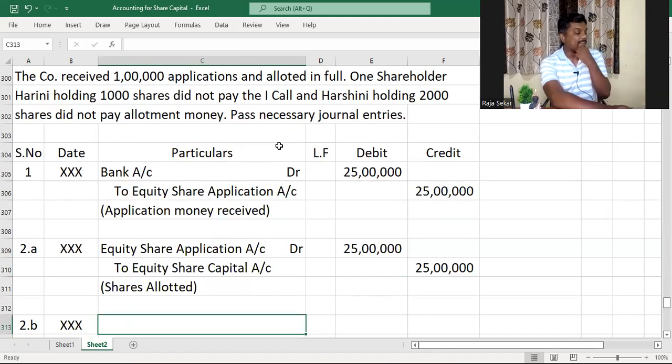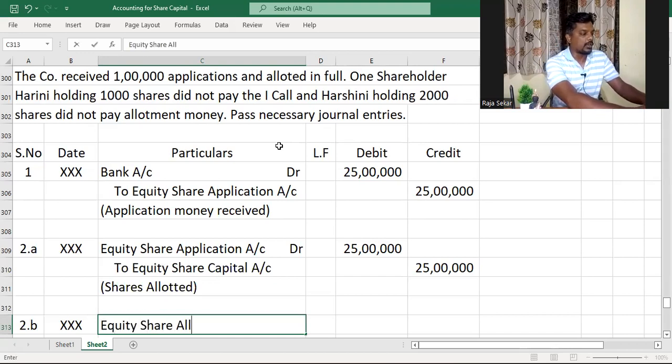The next thing that we need to do would be to make the allotment money due. Again, there is arrears and calls in allotment, but this entry does not change in any way. Only when we are receiving the allotment money, we'll have to make some adjustments for the arrears and calls in allotment. So let's make the allotment money due.